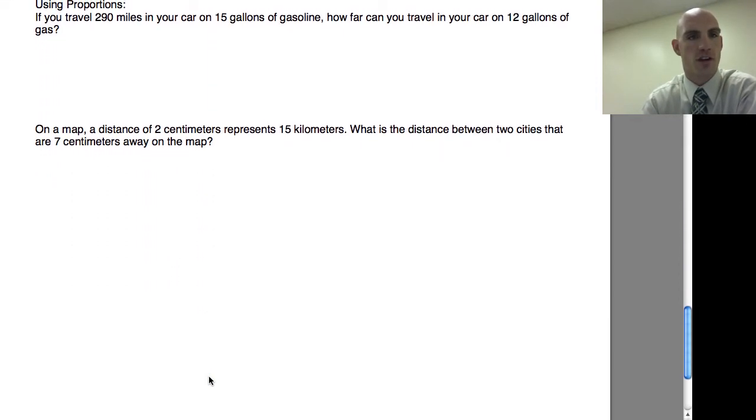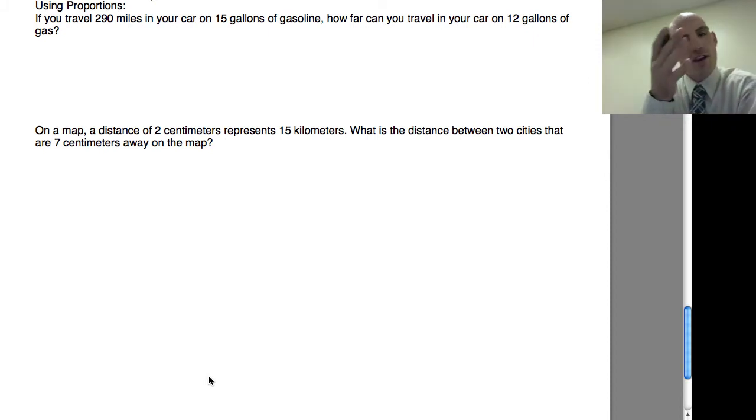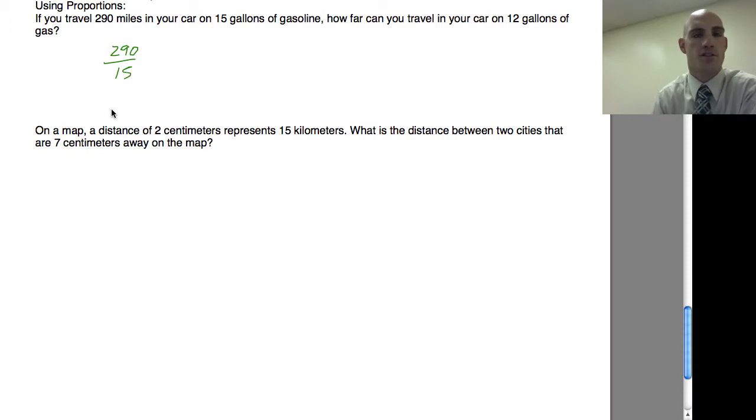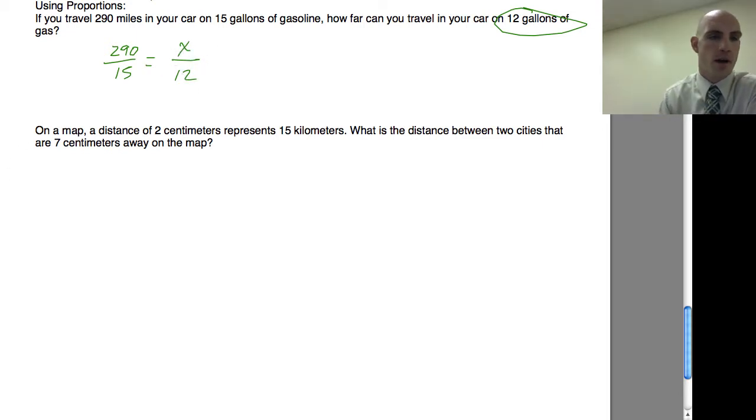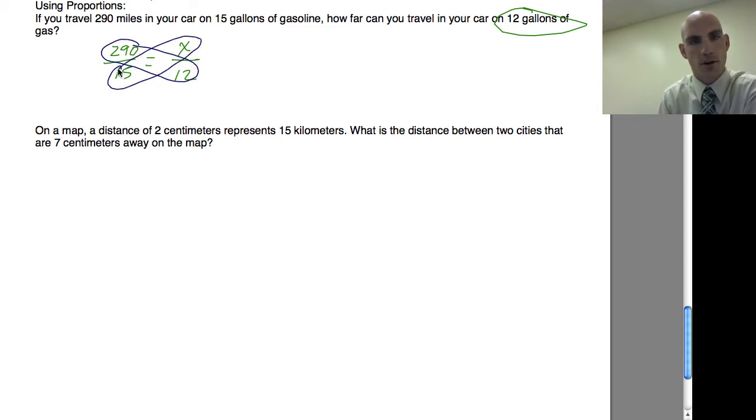Let's use proportions to solve a couple of problems. If we travel 290 miles on 15 gallons, so I'm going to set up my first proportion, 290 over 15 gallons. Well, my second proportion that I'm going to compare, how far I can travel on 12 gallons of gas, well, I have to keep my comparisons the same. So gallons goes on the bottom, gallons goes on the bottom. How many miles goes on top? Because I don't know how many miles it is. It's x miles.